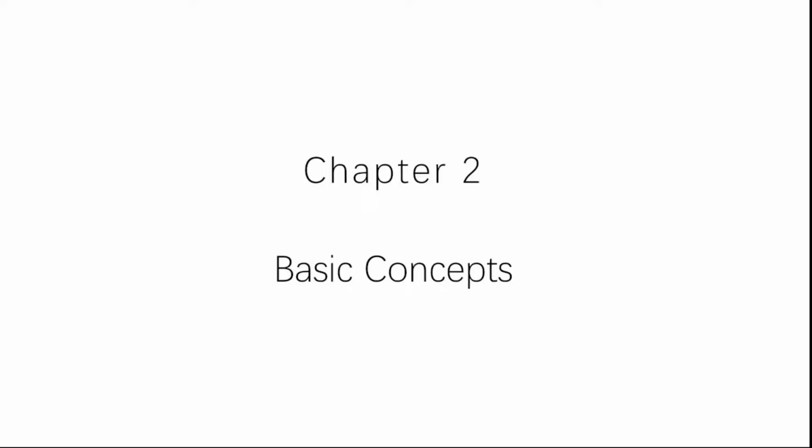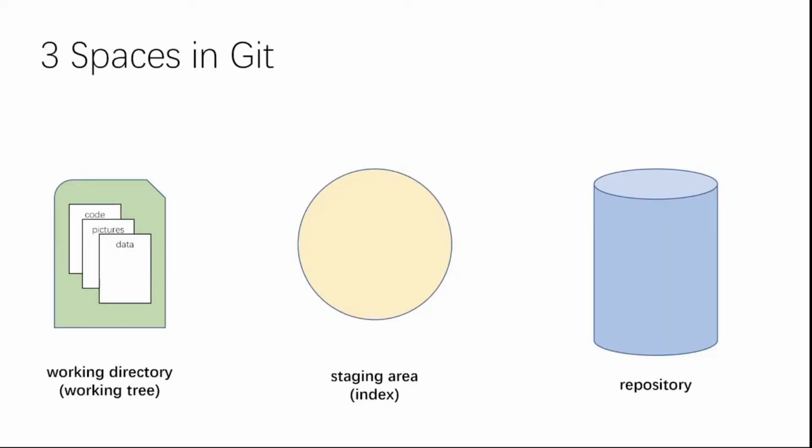Now, I will introduce some basic concepts in Git. In Git, there are mainly three spaces: the working directory, staging area, and repository. Working directory is mainly the folder of the project stored on your local machine. It is also called working tree in Git. Repository is where Git stores all your backups or snapshots of your project and other useful information. As for the staging area in the middle, it is also called index in Git. This is believed to be one of the best features in Git compared to other version control systems.